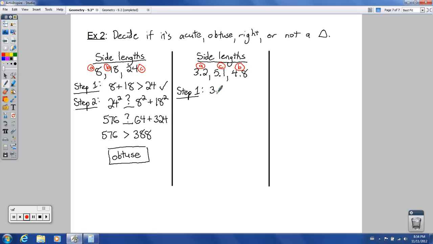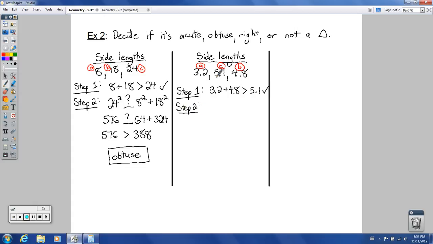So is this true? Does A plus B, this plus this, is that bigger than 5.1? Is that actually true? Is it greater? So this plus this is 8. 3 plus 4 is 7. 0.2 plus 0.8 is going to be 1. So is that more? Is 8.0 bigger than 5.1? Sure is. And so let's check now step 2.